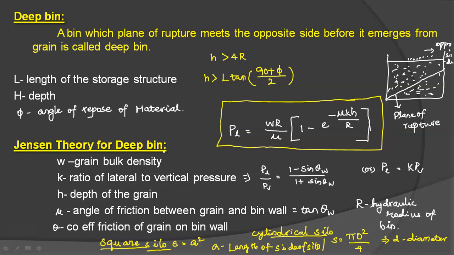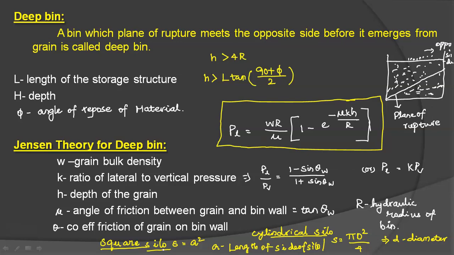So Jensen theory for deep bin: P lateral is equal to W R by mu times 1 minus e power minus mu K h by R. R denotes the hydraulic radius of the bin. Mu denotes the angle of friction between the grain and bin wall. And as usual, K denotes the ratio of lateral pressure to the vertical pressure, which is nothing but 1 minus sine theta W divided by 1 plus sine theta W. So P lateral is equal to K P vertical.